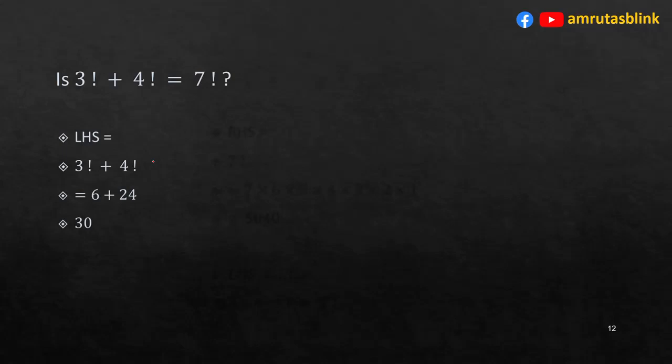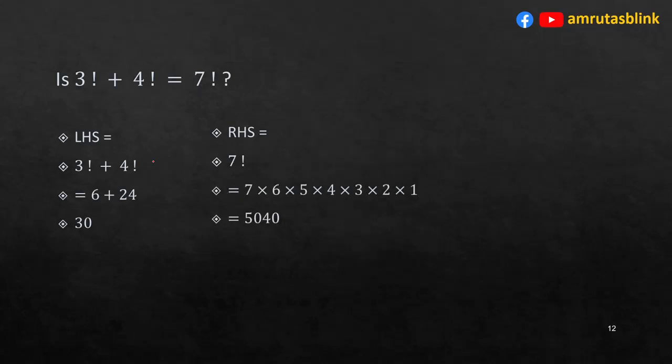Now what is RHS? RHS is 7 factorial. Now we know how to calculate it: 7 factorial is equal to 7 into 6 into 5 into 4 into 3 into 2 into 1. This value we have already calculated in previous problems. So it is 5040. That means as 30 is not equal to 5040, hence LHS is not equal to RHS, that is 3 factorial plus 4 factorial is not equal to 7 factorial. We'll move to the next problem.